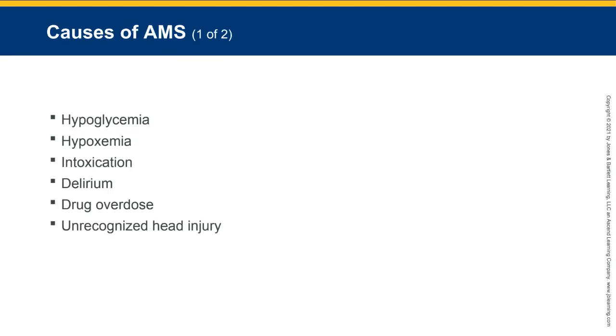Now, causes of altered mental status. There are many. Hypoglycemia, hypoxemia, intoxication. So, low blood sugar, low oxygen levels in the blood. They might be intoxicated, drink too much, and it's never more than 2 beers.